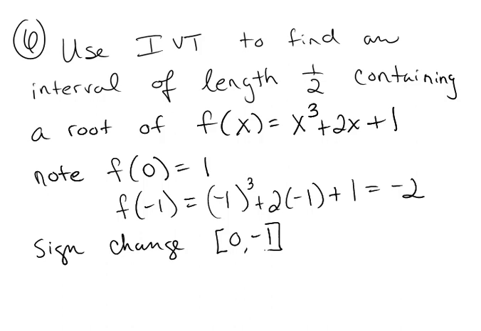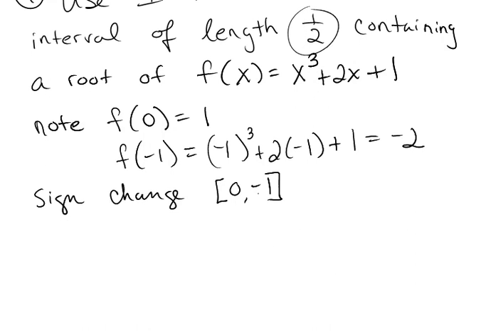But the problem is I want the length of the interval to be 1/2. So all I need to do is split this interval. Oops, sorry, I meant negative 1 to 0. We always should go from left to right when we describe our interval. Anyway, there is a sign change on that interval from negative 1 to 0. And so what I could do now, because I only want the length of the interval to be 1/2, and this has length 1, is just split this interval up. And so right in the middle is negative 0.5.